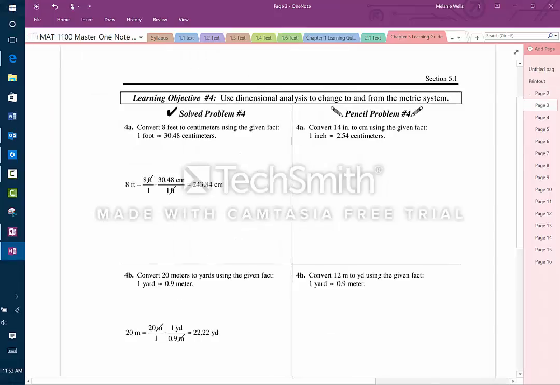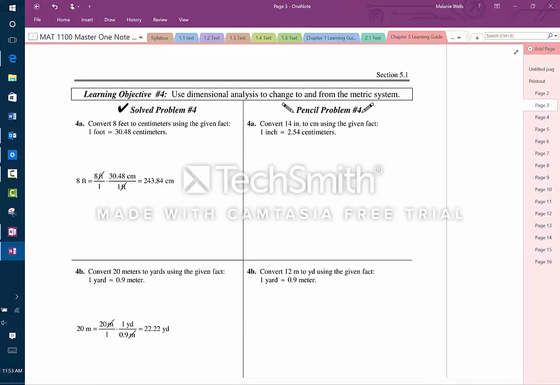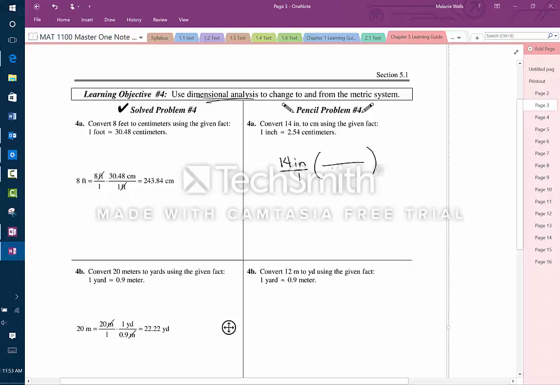Okay. 4A, converting 14 inches to centimeters using dimensional analysis. So if we go from 14 inches, we're going to put that over 1. When we look to see how to make that fraction, we want the inches to be in the denominator so that we can get rid of them. 2.54 centimeters in the numerator. We'll cancel out the inches, multiply, and you'll have 35.56 centimeters.